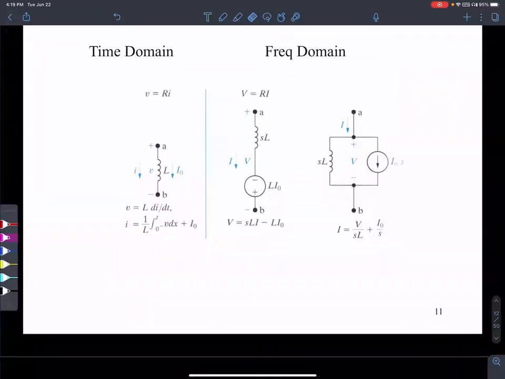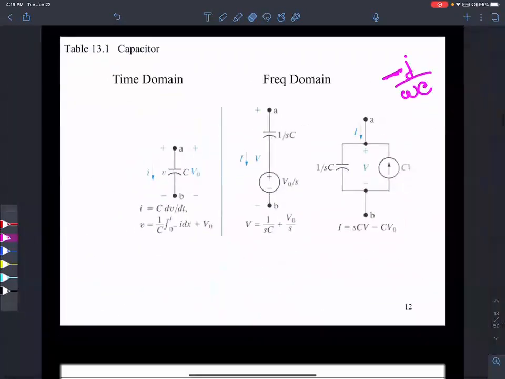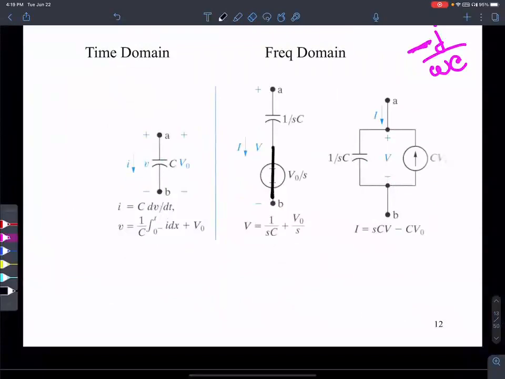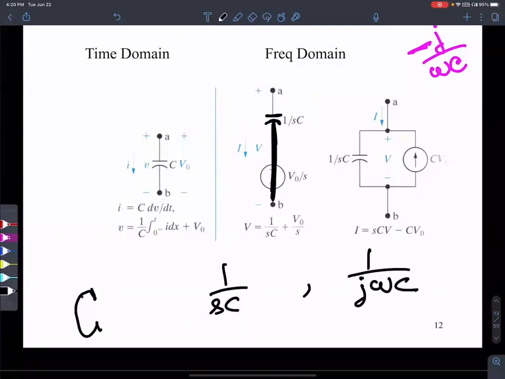Okay, so the inductor can be expressed as a series combination of an SL and a voltage source, or a parallel combination of two currents. Similarly, the exact same thing applies to the capacitance. The important thing is, if the initial condition is zero, if there is initially no charge stored on the capacitance, it becomes 1 over SC in the S domain, 1 over j omega C in the frequency domain, and C in the time domain. This is the time domain, this is the S domain, and this is the frequency domain.